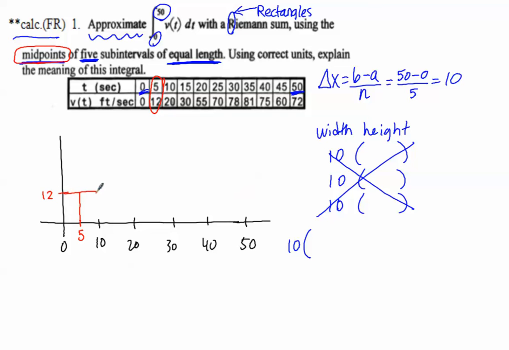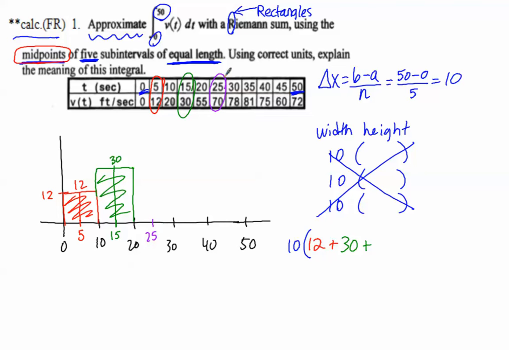So that's where our first rectangle is going to be, up there at 12 units high. So 12 is our first height. Plus, looking at our second midpoint, 15 is between 10 and 20, and that y value is 30. So we are going a little bit higher for this one, up to 30. And that's our second height. Plus, between 20 and 30 is 25. So 25 goes up to 70. It's a little bit higher, up there at 70. Here's our third rectangle, the height being 70.